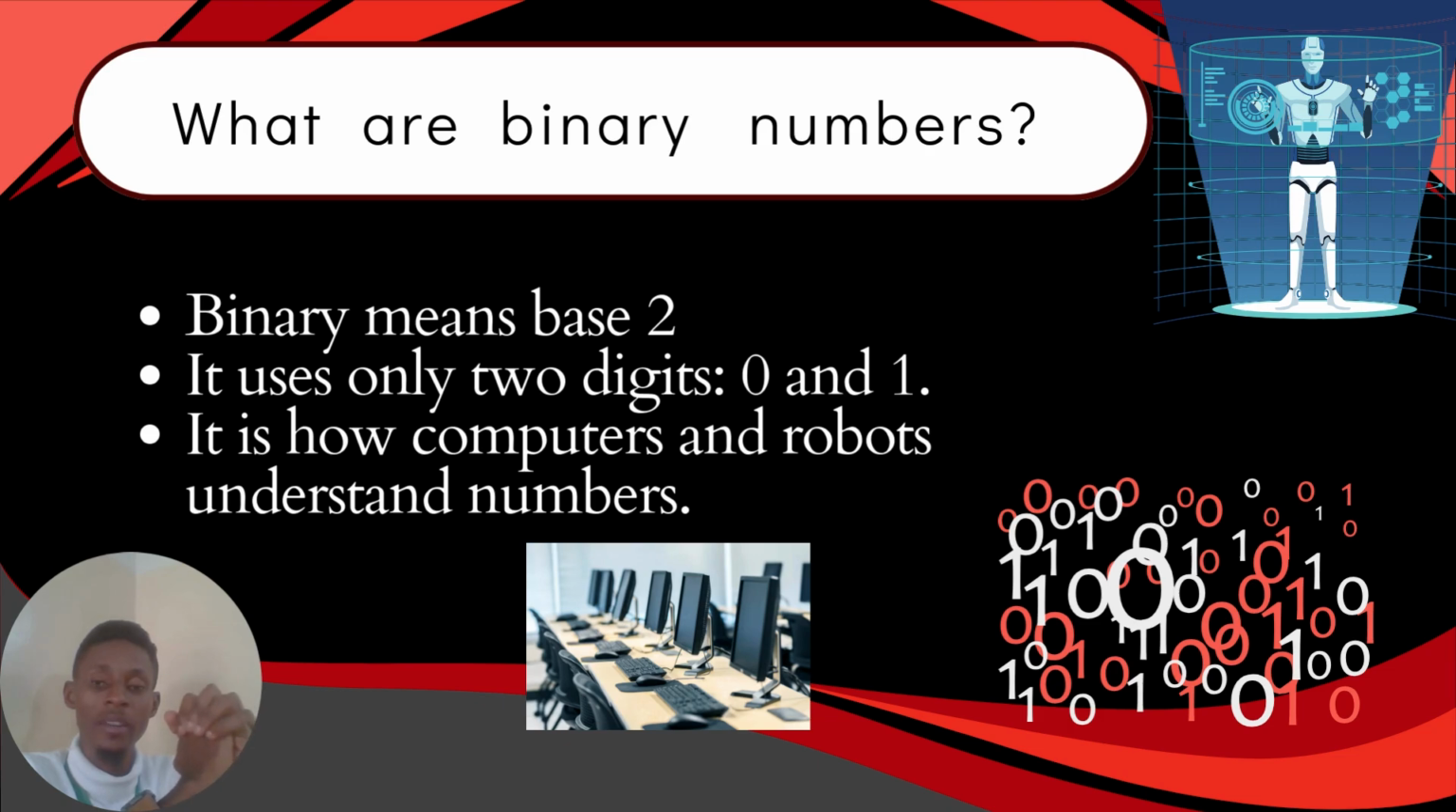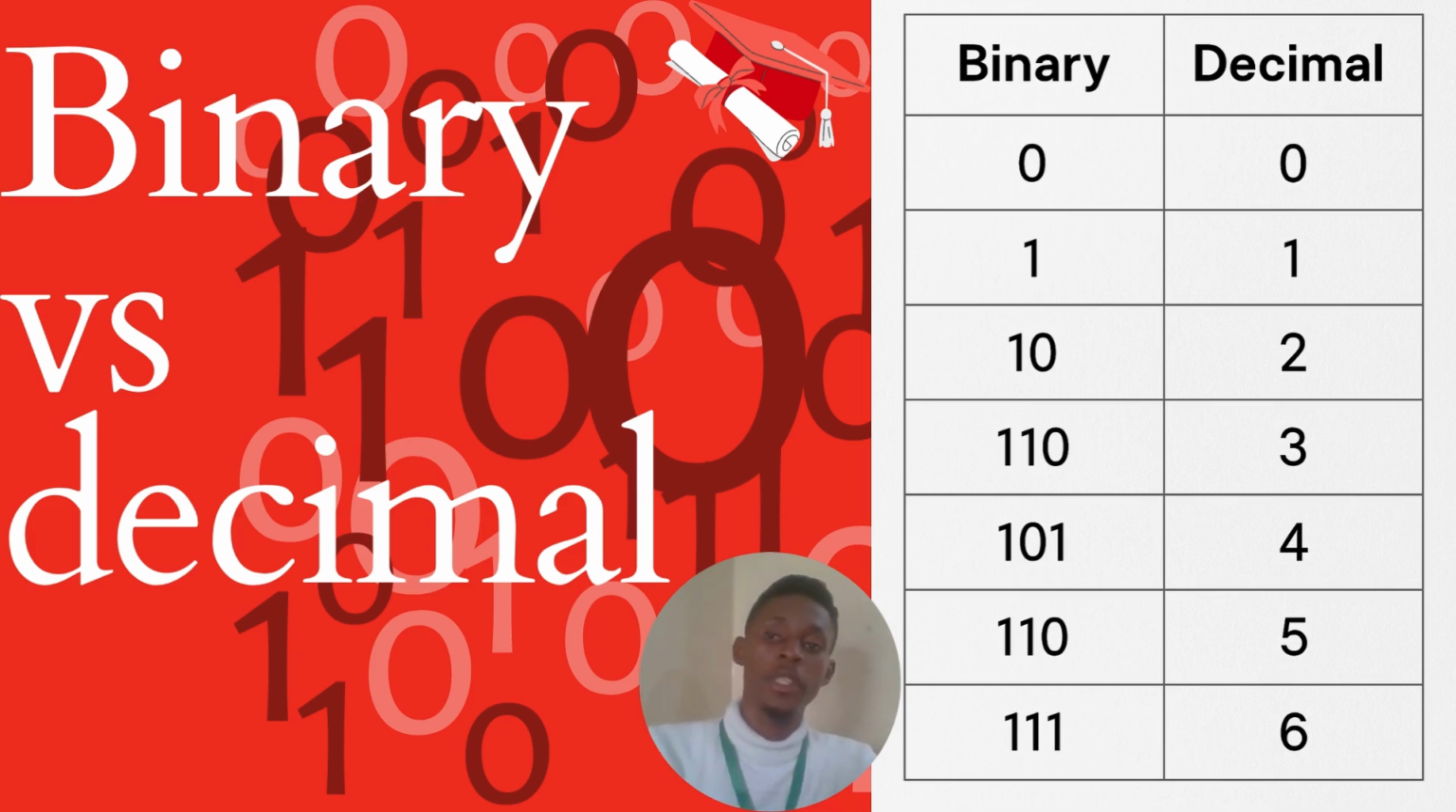That is binary numbers. I said binary means base 2. Binary numbers use only two digits, 0 and 1. Binary numbers are how computers and robots understand numbers. Here we'll be looking at a few comparisons and differences between binary numbers and decimals.